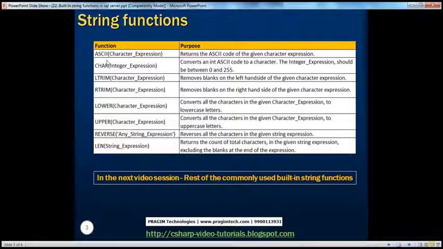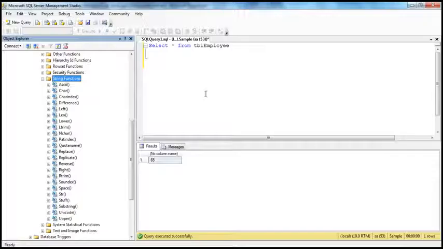Now we have this ASCII string function. We use the ASCII function to return the ASCII code value of the given character expression. Every character has an associated ASCII code value. So if you want to retrieve the ASCII code value of a given character expression, then we use the ASCII function. Okay, let's see how to use that.